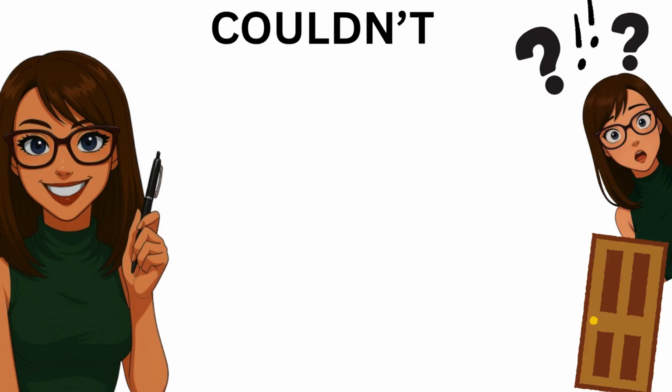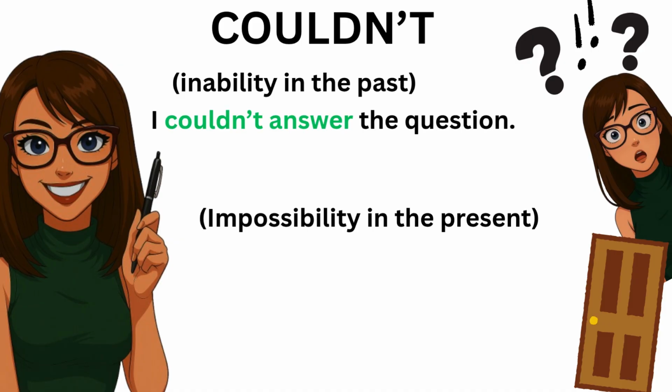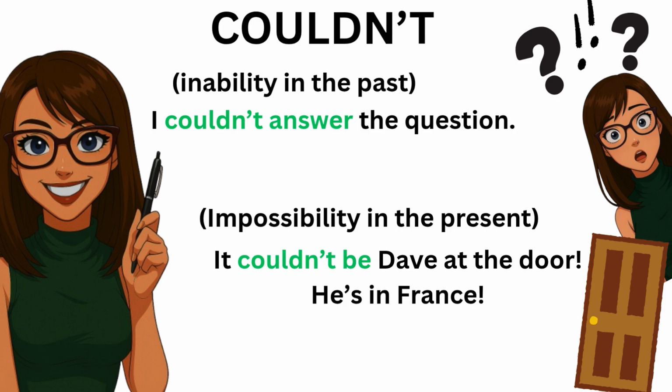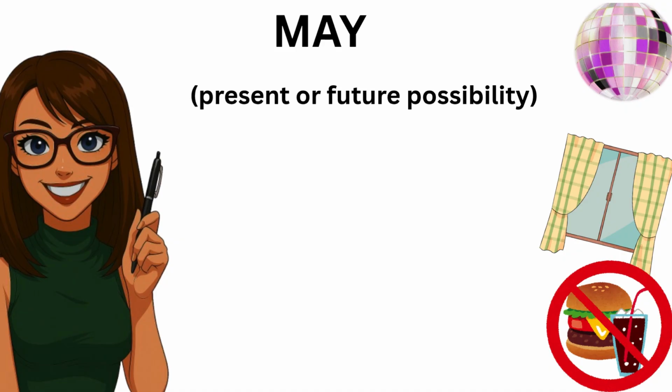Couldn't. This word shows inability in the past. I couldn't answer the question. And it shows impossibility in the present. It couldn't be Dave at the door. He's in France.